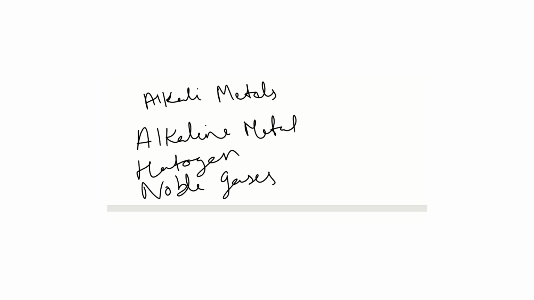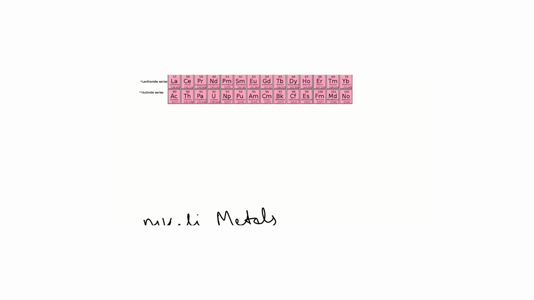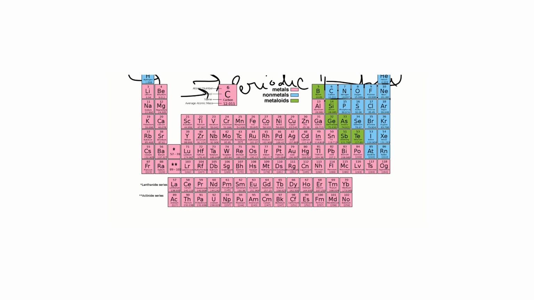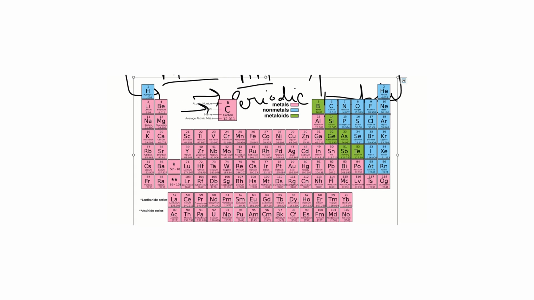Alkali metals are the elements in group 1 except hydrogen. These are alkali metals. They have a low melting point, they are highly reactive, and they are soft. So all these elements have these properties.